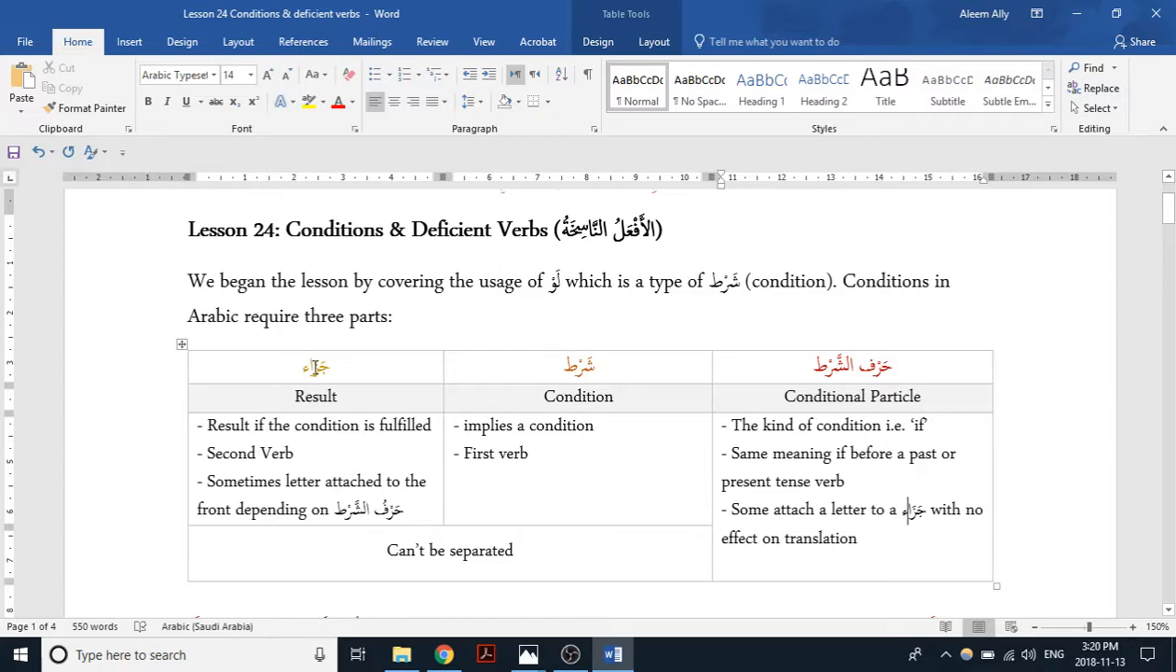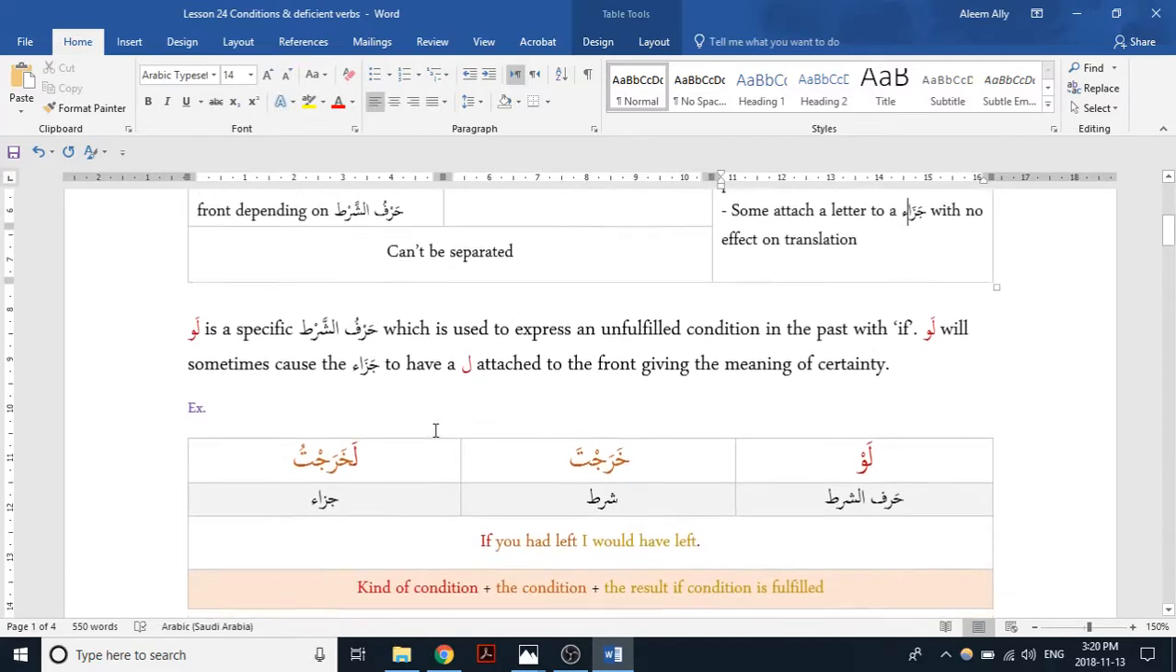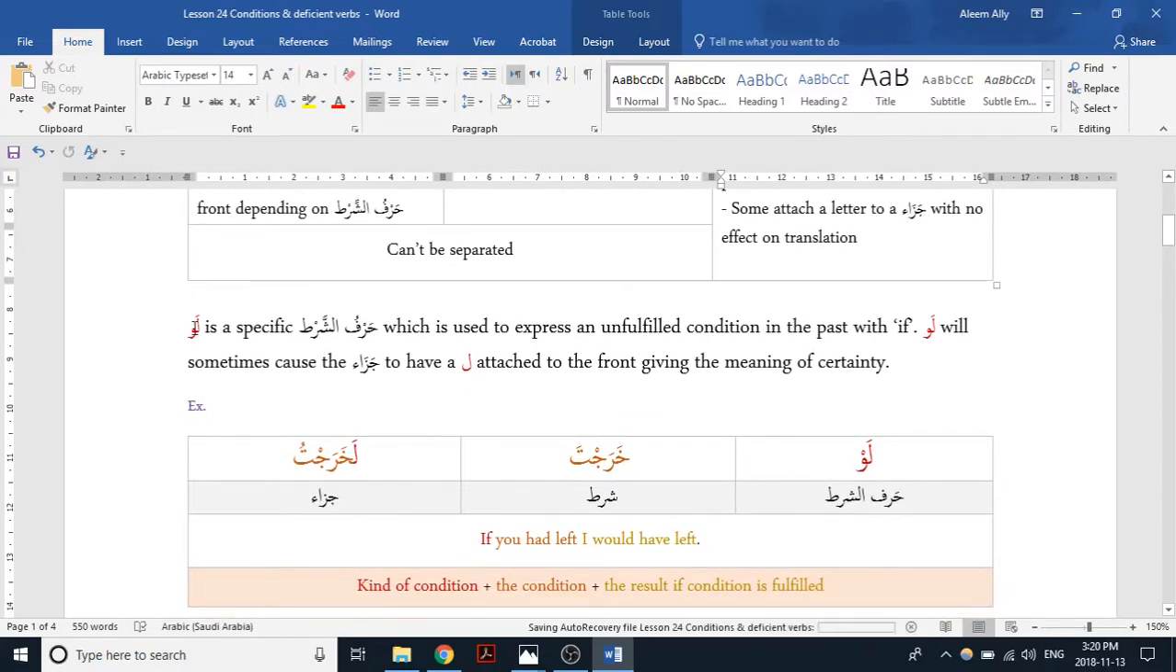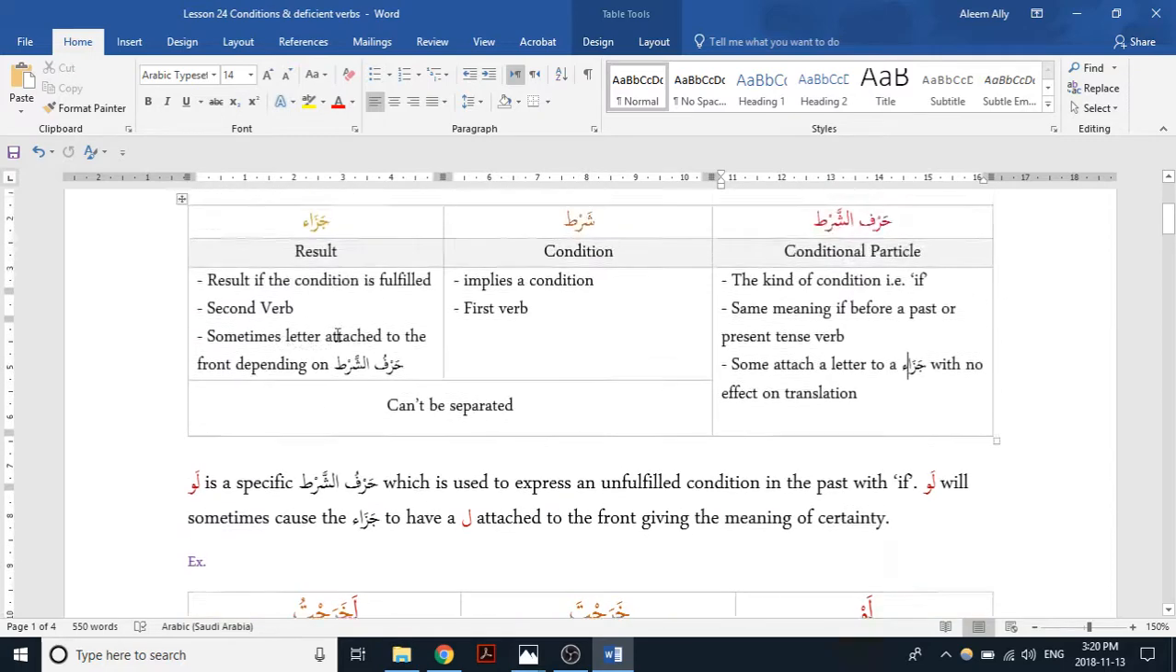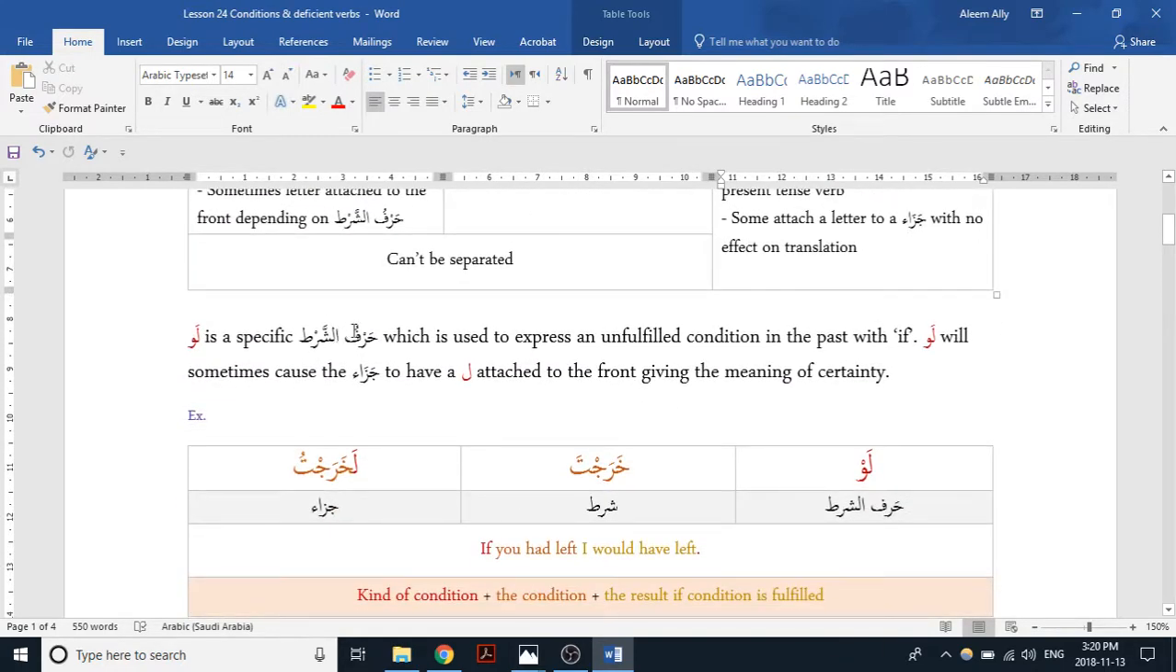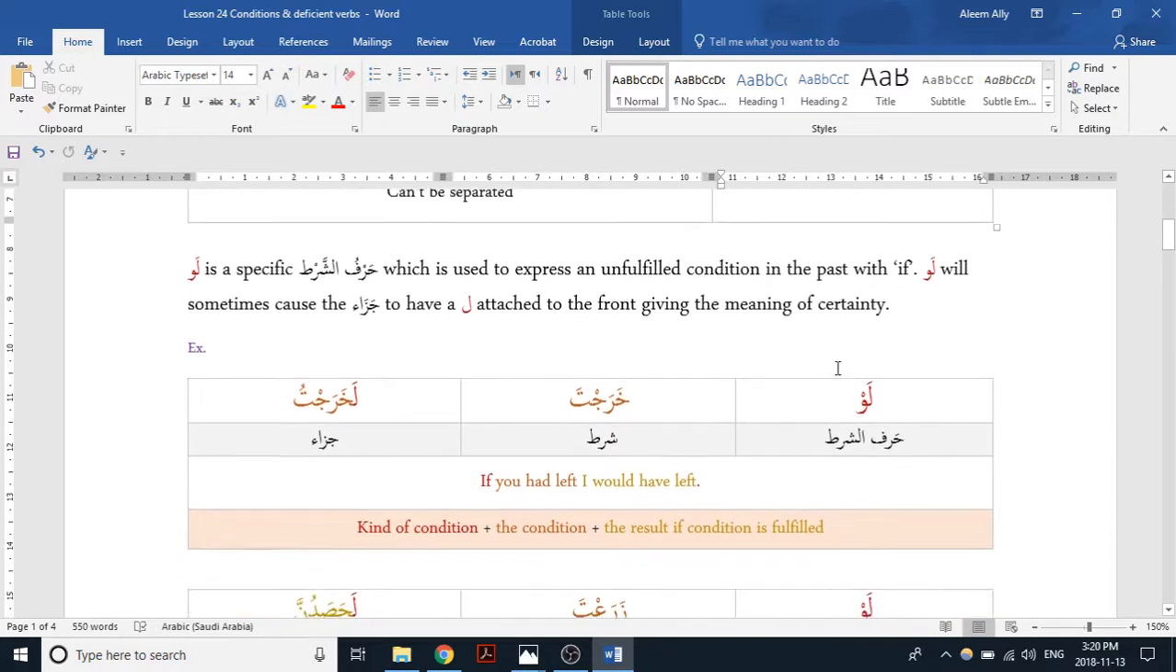One thing to keep in mind is that the jaza and the shart, the condition and the result, cannot be separated, as in there cannot be any words in between them. They're going to act together. Okay, so let's take a look at an example. The condition that we studied was law, and it is a specific type of harfu shart, a conditional particle. It's used to express an unfulfilled condition in the past with if. Law will sometimes cause the jaza, the result, to have a lam attached to the front, giving the meaning of certainty, right? So let's take a look at an example.